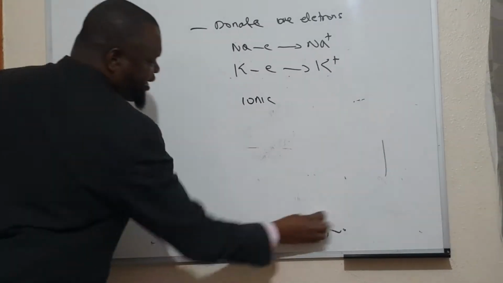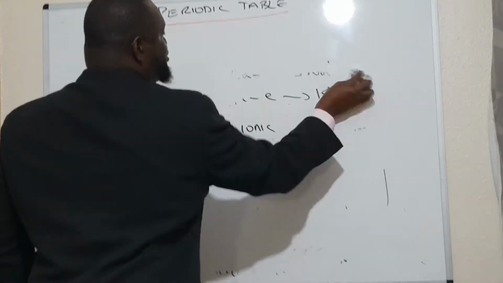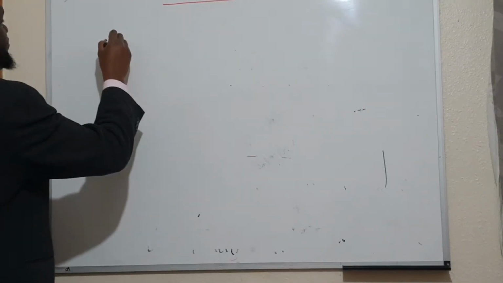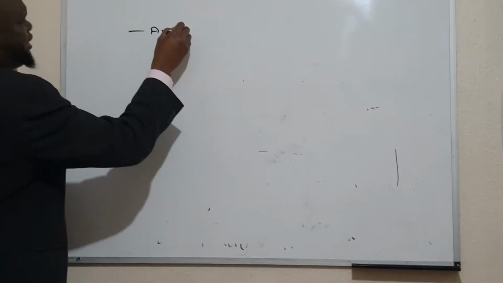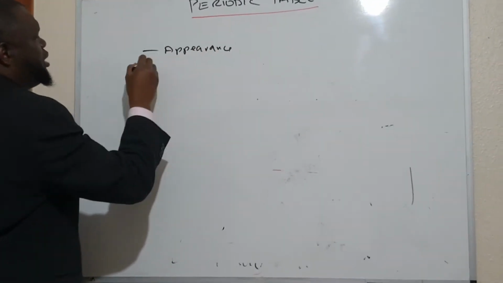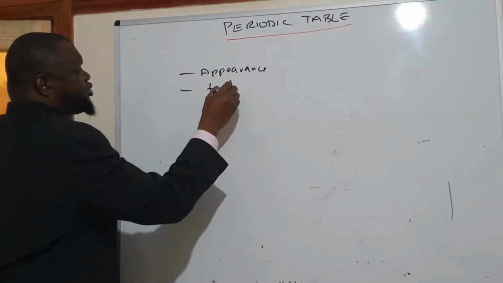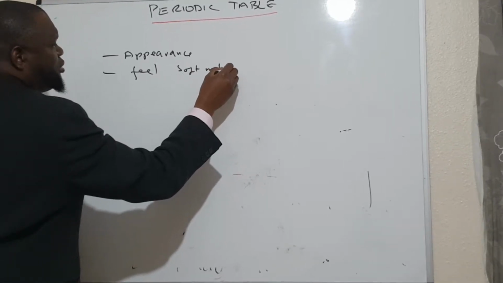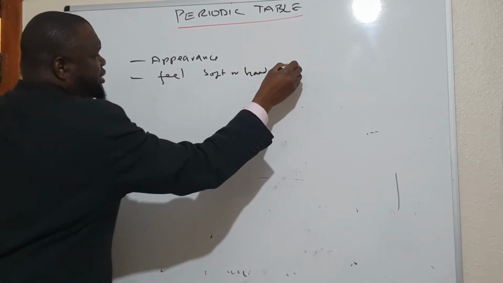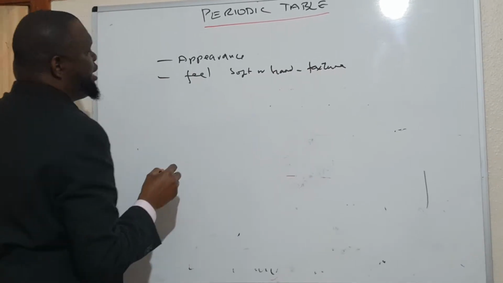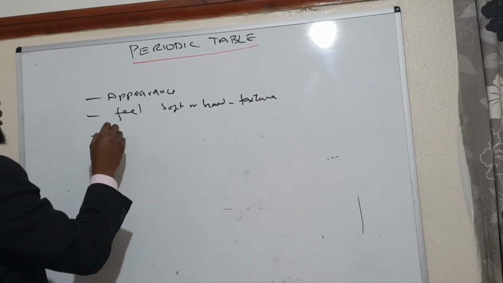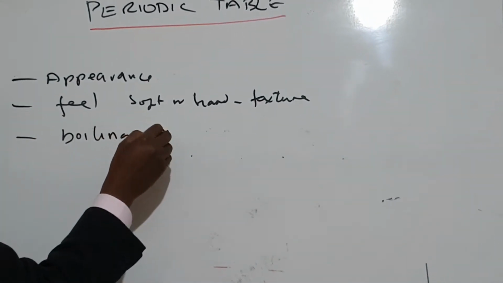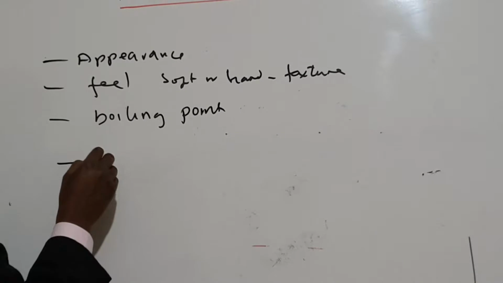Now let's look at the physical characteristics. Whenever you talk about physical characteristics, you talk about appearance. How does it appear? How does it feel? Whether it's soft or hard. That's called the texture. Number 2, boiling point. Number 3, melting point.